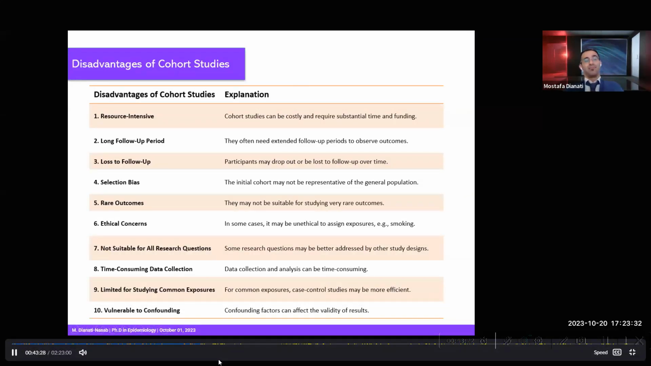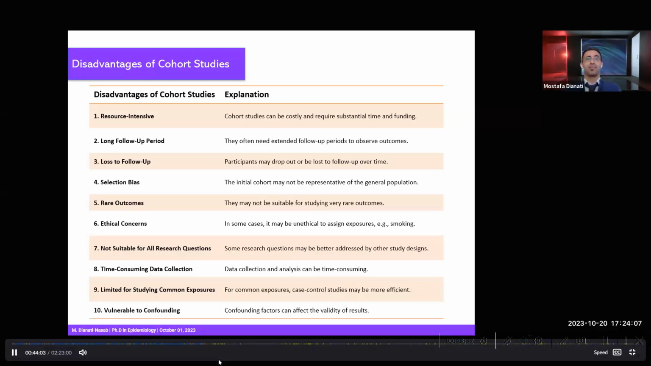Okay. Right now, I said a lot of positive things about cohort studies, but this is not the whole story. This kind of study may be really, really expensive to do because, as you see, you have to put lots of energy, lots of effort just to see the occurrence of the disease in your population. Long follow-up. This is time-consuming.